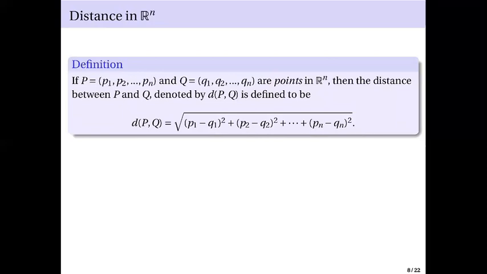So remember, in R2 you have, say, P(x1, y1) and Q(x2, y2), and you want to find the distance between P and Q. Your formula was the square root of (x1 minus x2) squared plus (y1 minus y2) squared. So we extend this notion to Rn.